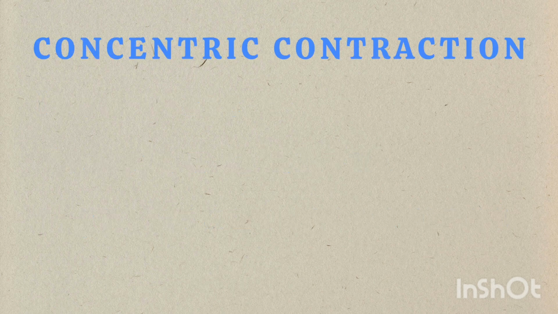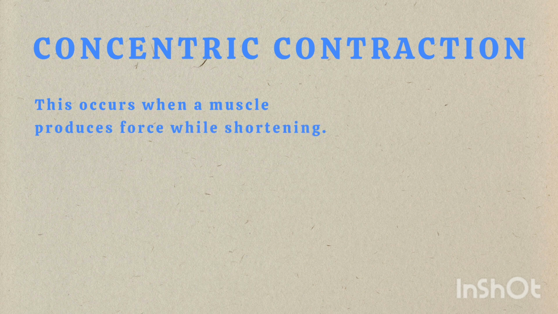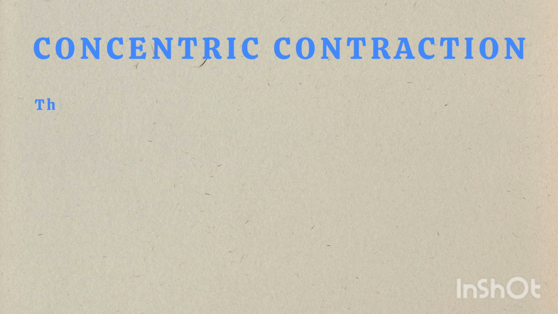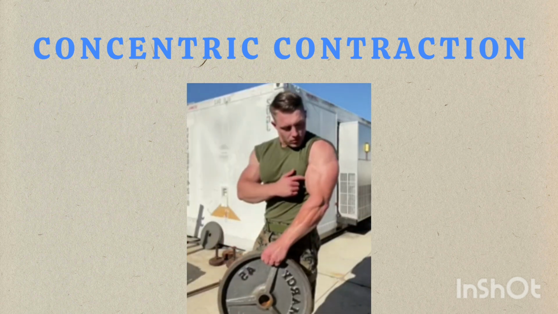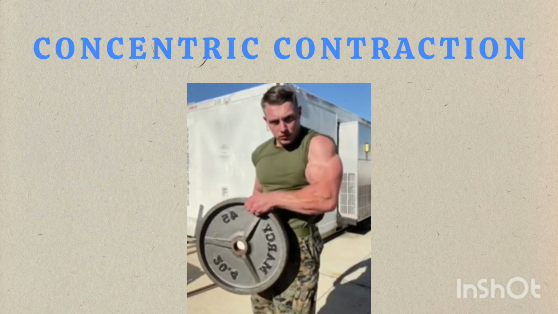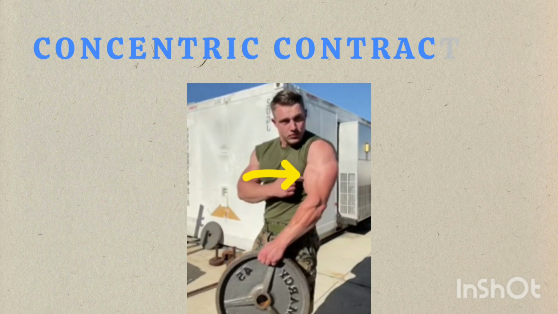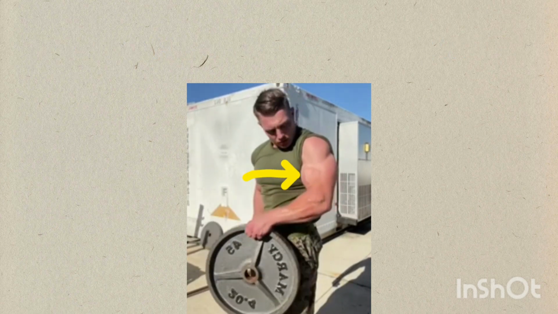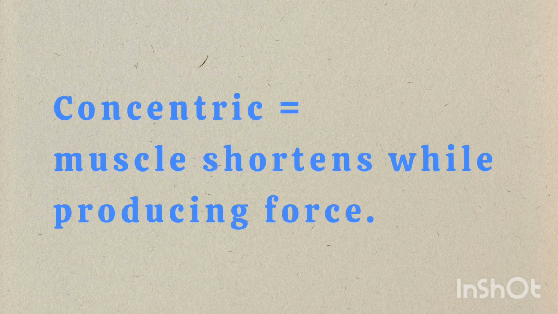Next is concentric contraction. This occurs when a muscle produces force while shortening. Think about performing a biceps curl. As you lift the dumbbell upward and bend your elbow, the biceps contracts and shortens. That's a concentric contraction. So, the muscle shortens while producing force.